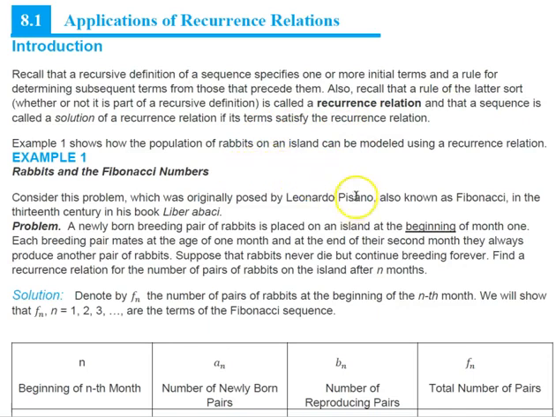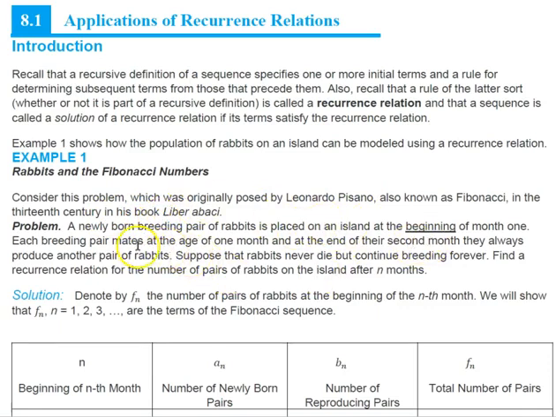Example 1. Consider this problem originally posed by Leonardo Pisano, also known as Fibonacci, in the 13th century in his book Liber Abaci.